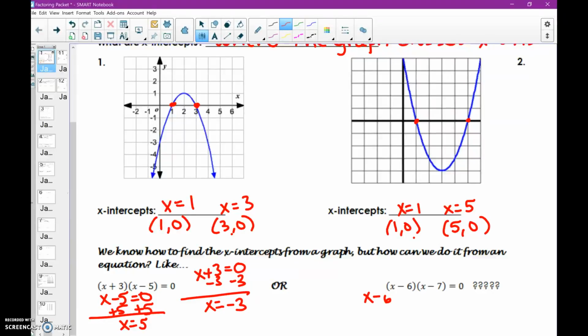Same thing here. And you can probably do this mentally. Doesn't really take too much to figure out that it's x equals 7 and x equals 6. But if you need to, feel free to write out the algebra here. Again, the reason I'm setting it equals 0 is because x-intercepts have a y value of 0. All these do. Every x-intercept does. So I've got 1 at 5, 1 at -3, 1 at 6, and 1 at 7.